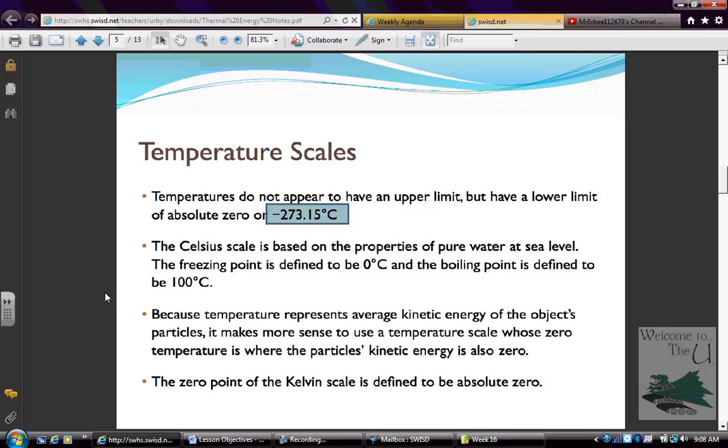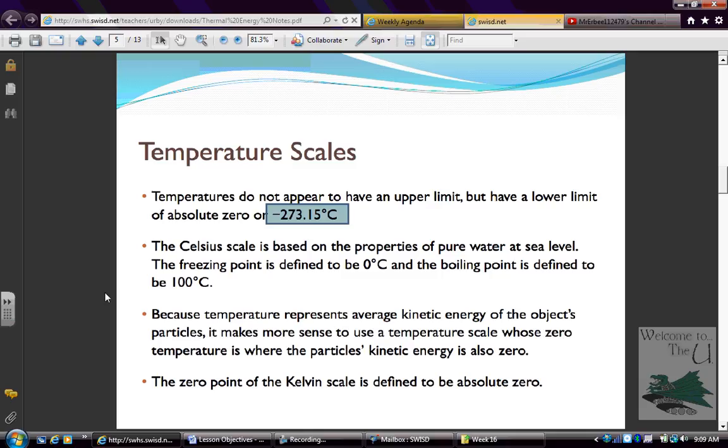So the freezing point is defined to be 0 degrees Celsius, and the boiling point would be defined to be 100 degrees Celsius. The point at which you see water boiling in a pot would be 100 degrees, and the point at which you turn it into ice would be 0 degrees Celsius.